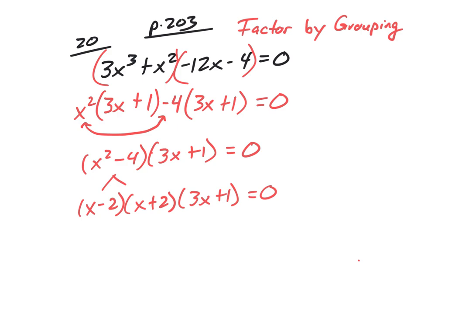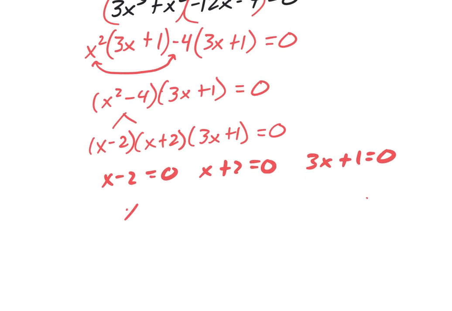Okay, so then we set each one of those equal to 0. And we solve each one for x. So this would be x equals 2, x equals negative 2, and then over here we're going to subtract 1, and then we'll divide by 3. And those would be our 3 solutions. So it's quite a bit different than the other ones that we did yesterday, mainly because we get 3 solutions rather than 2, because it's a cubic polynomial.